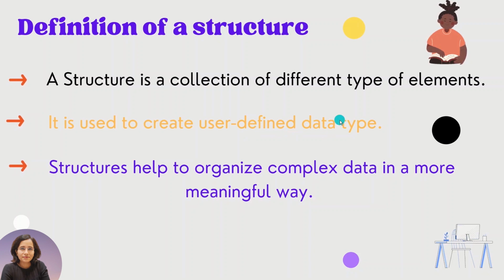We have studied about the data types. Some are predefined data types, but using structure, user can create the data type. Structure helps to organize complex data in a more meaningful way that we will be studying with the examples. So structure is used to store heterogeneous data elements into a single unit. Generally, it is used to handle a group of logically related data items.